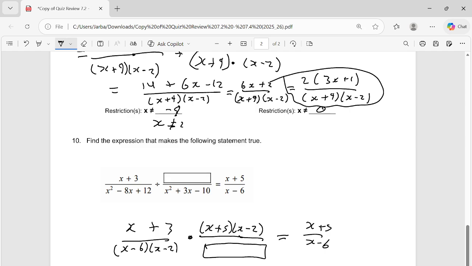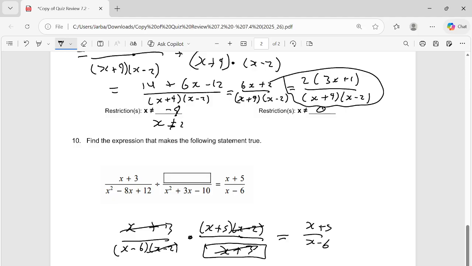Alright, so we know that these guys are going to cancel, right? With a restriction that x can't be 2. And then that's all that will cancel, right? But notice if we just multiply this straight across, then this x plus 3 will stay on the top. But in what we're equal to, we don't have that. So we need to be dividing by x plus 3 so we can cancel that out, right? So if you divide x plus 5 over x minus 6, you get what we have over here.